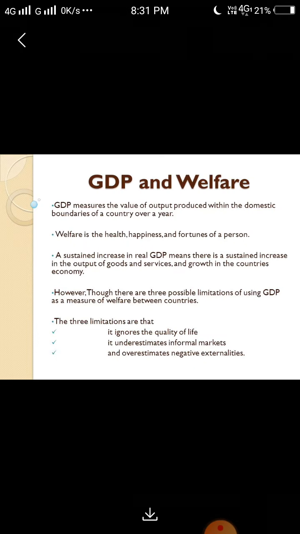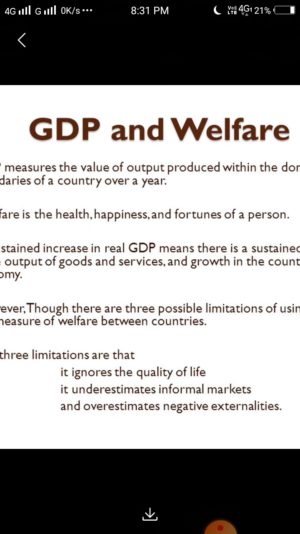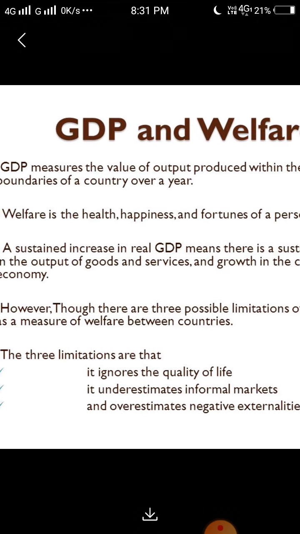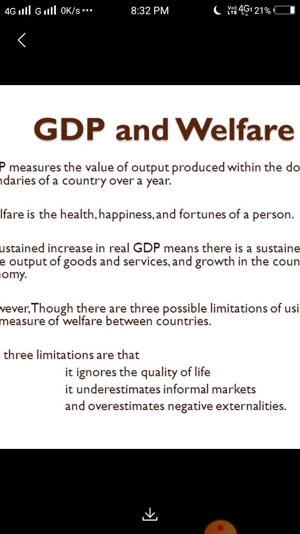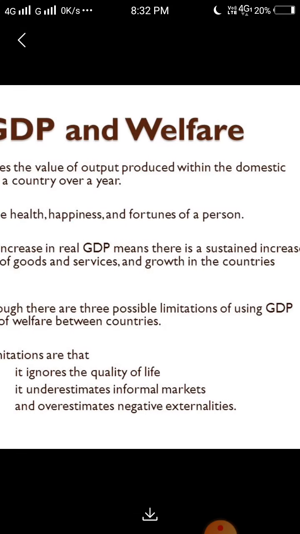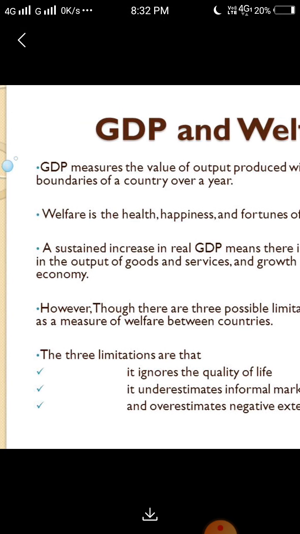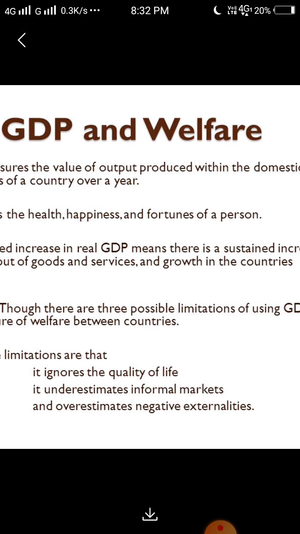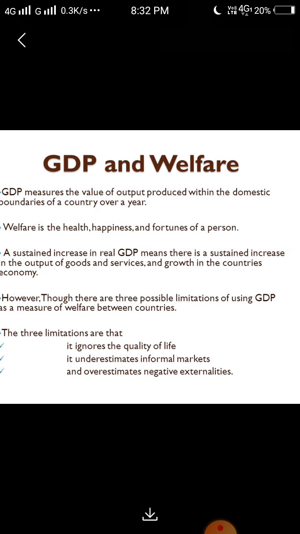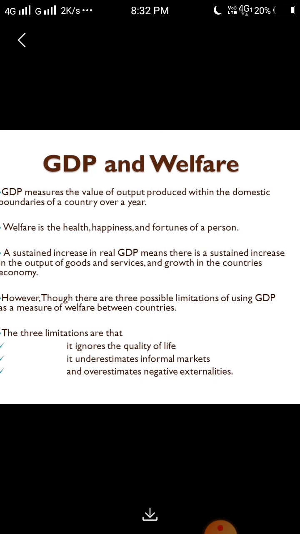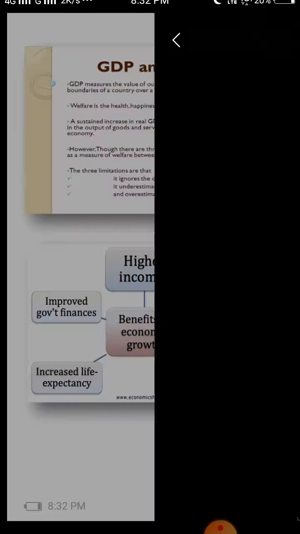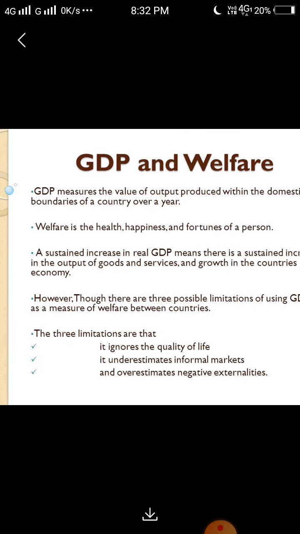GDP versus welfare. GDP measures the value of output only produced within the domestic boundary of a country over a year. Welfare is the health, happiness and fortune of a person. An increase in real GDP means there is a sustained increase in the output of goods and services and growth in the country, right? Here you understand the difference between welfare and GDP.